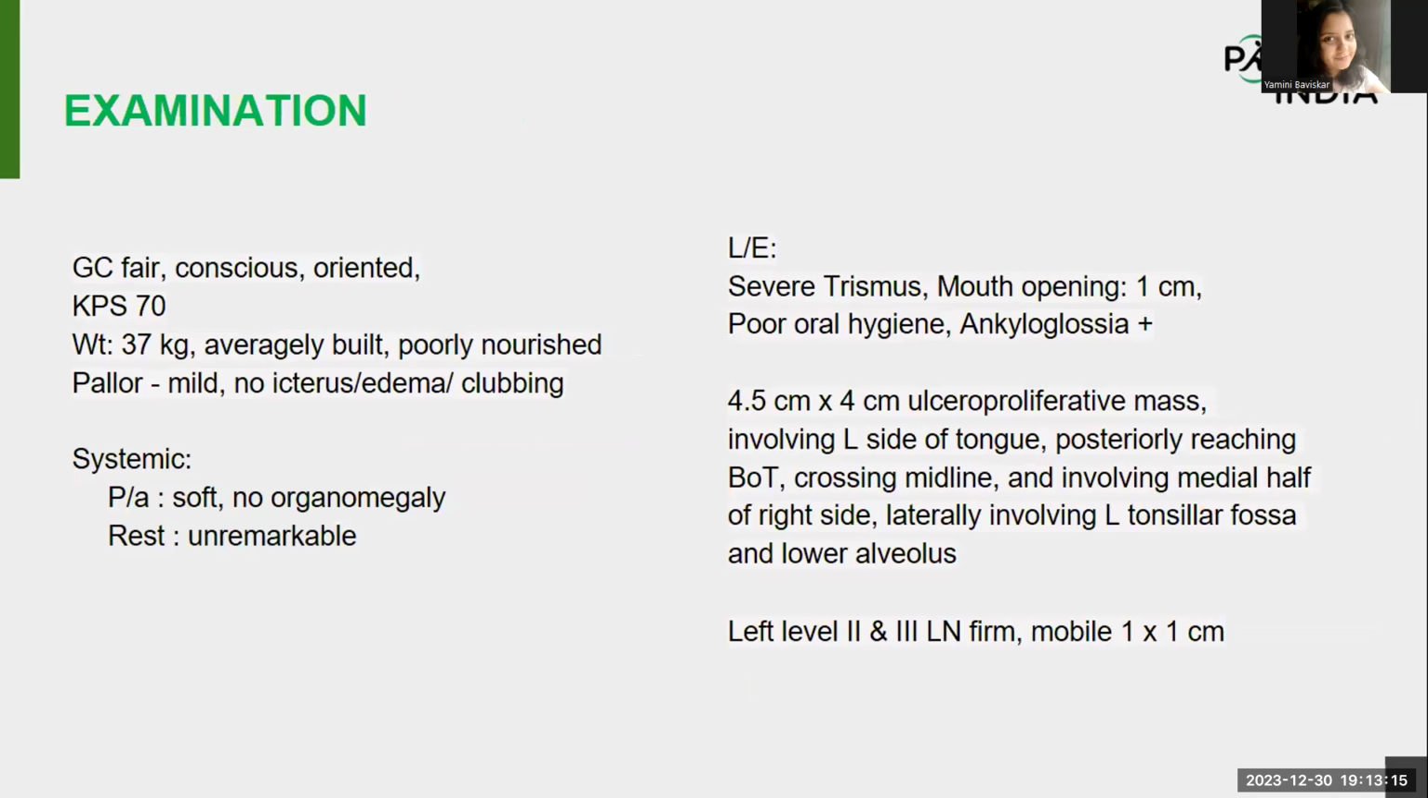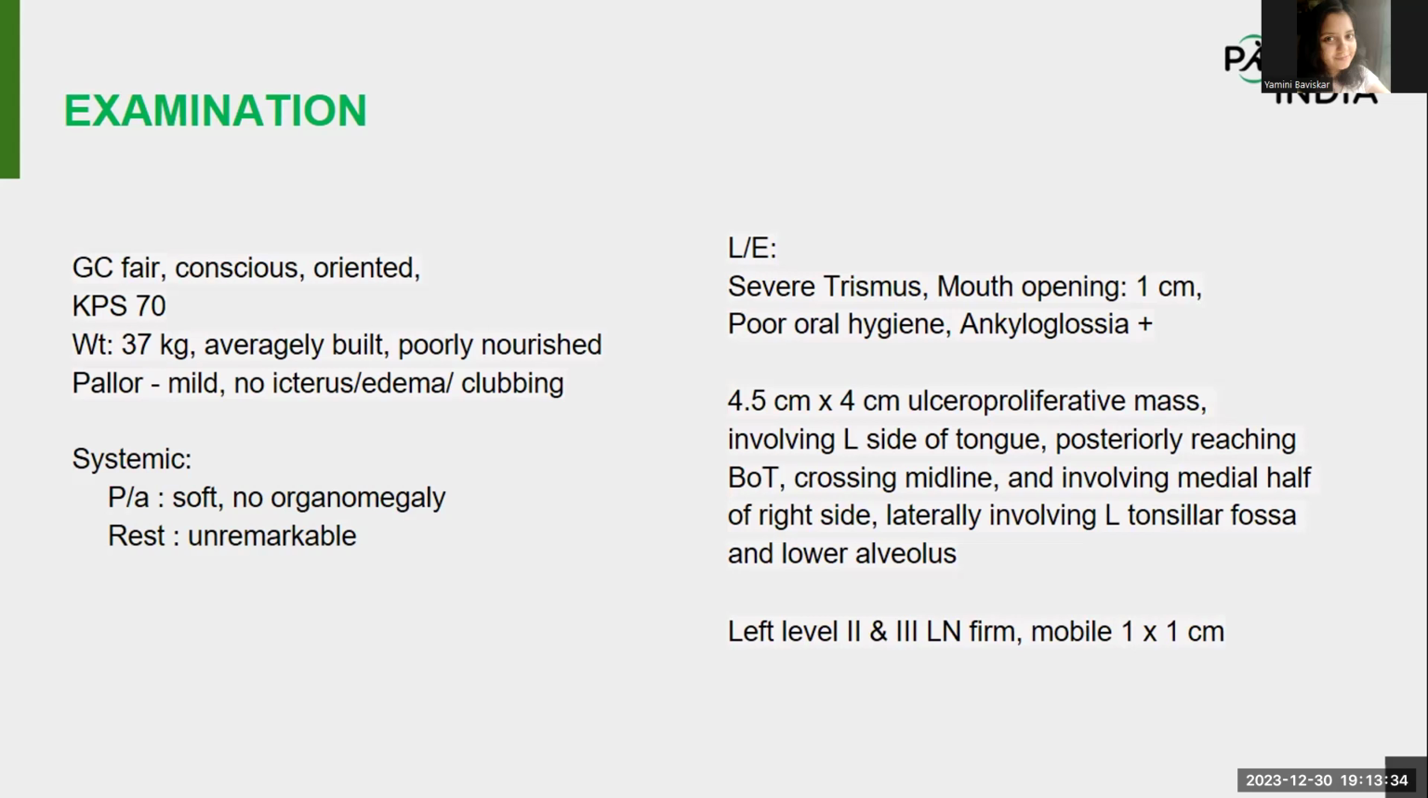On examination, the patient's general condition was fair. The performance score was 70%. She was conscious and oriented. She weighed only 37 kgs, averagely or thinly built, poorly nourished. She had mild pallor, no other systemic findings.